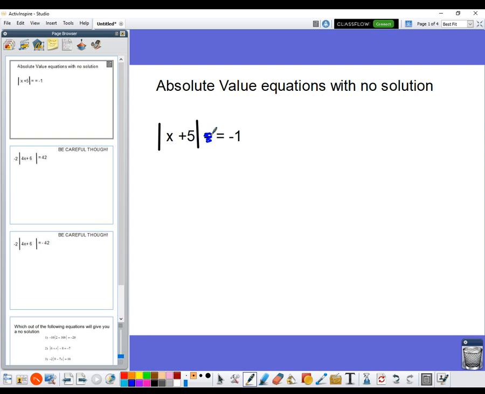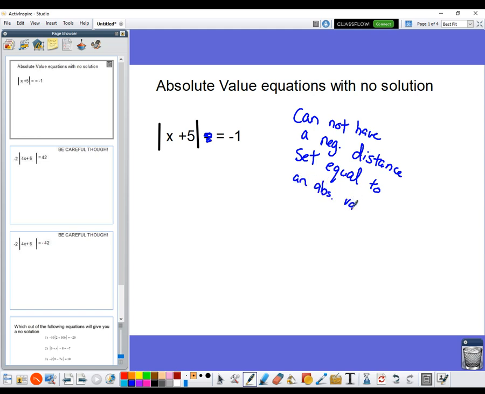Absolute value means the distance away from 0. We cannot have a negative distance. So we cannot have a negative distance set equal to an absolute value.